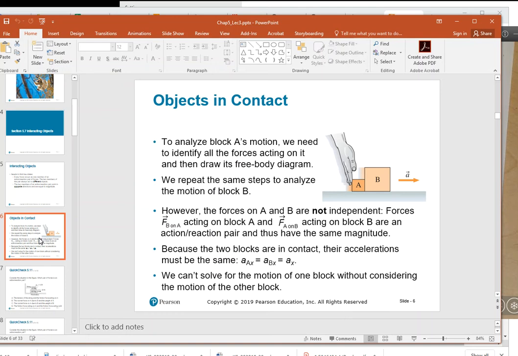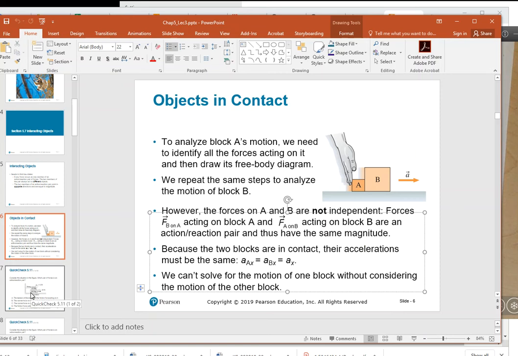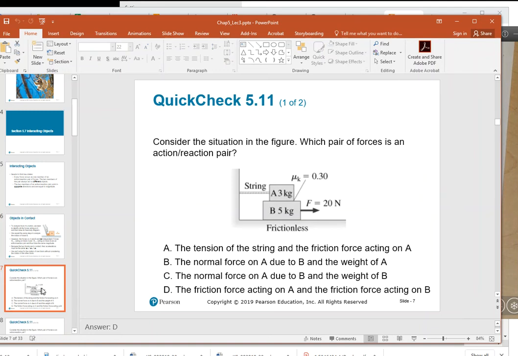So if objects are in contact, one of the things that we need to do is draw a free body diagram to solve these kinds of problems. If they're in contact, you also know that the accelerations of both the blocks, in this case block A and B, are the same. So we have to consider the motion together. So take a look at this, and I'm not going to pause for an irregularly long time. I'll just let you push pause on your video to figure these out. Which of these forces do you think is an action-reaction pair? Go ahead and pause for a second.